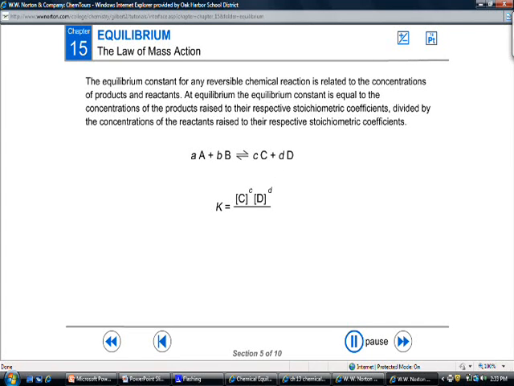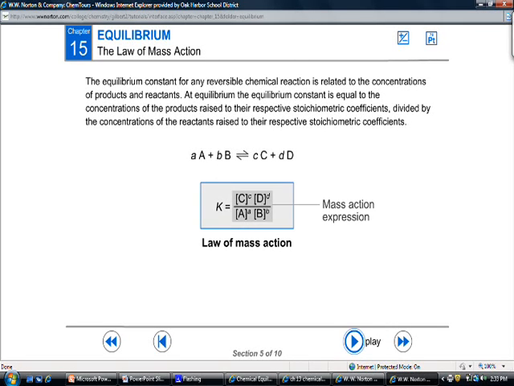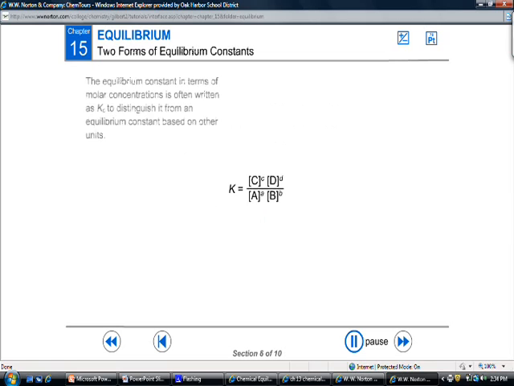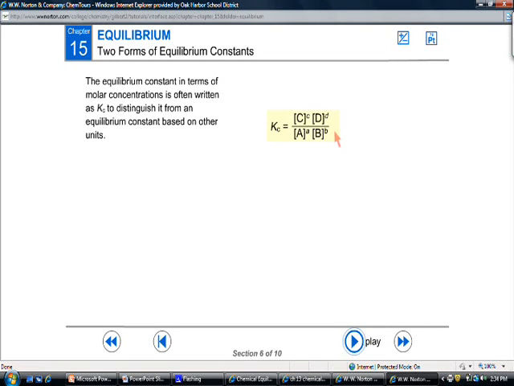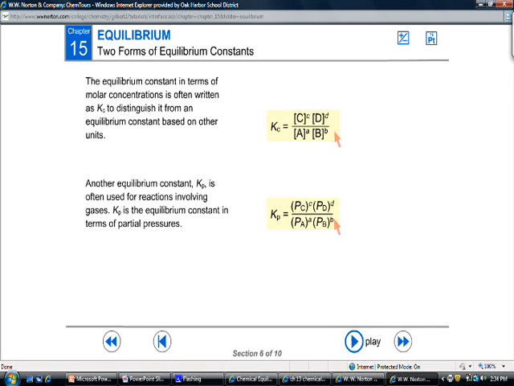In other words, we have C raised to the C power, D raised to the D power, divided by A raised to the A power, and B raised to the B power. This is known as the law of mass action. The equilibrium constant in terms of molar concentrations is often written with a capital K and a lower case c to distinguish it from an equilibrium constant that might be in other units.